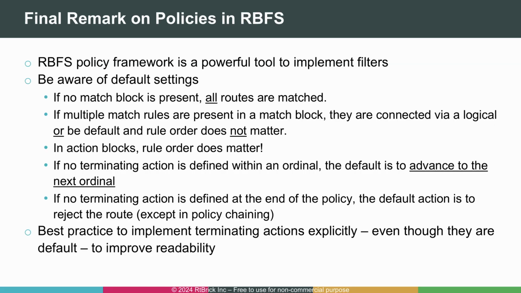To wrap up this video on the RBFS policy framework, let's go over some final remarks. The policy framework is a powerful and flexible tool that helps you implement routing policies. Features like prefix lists, policy chaining, and conditions can simplify many tasks. However, when configuring policy statements, most errors come from not being familiar with the default settings. So, let's summarize them. If an ordinal doesn't have a match block, all objects will be matched, and the action block will be executed.